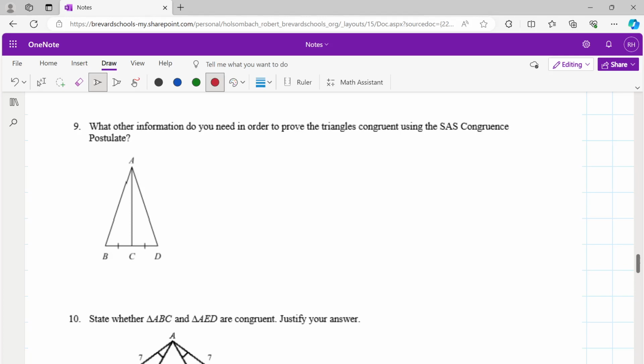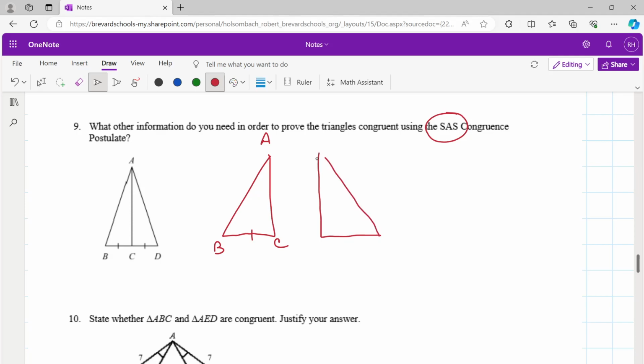All right, problem number 9. What other information do you need in order to prove the triangle is congruent using side angle side congruence? Side angle side congruence. Look what we've got. We got a triangle on the left, ABC. And then we got a triangle on the right. They're actually touching, but I'm going to draw them not touching. This is triangle ACD.